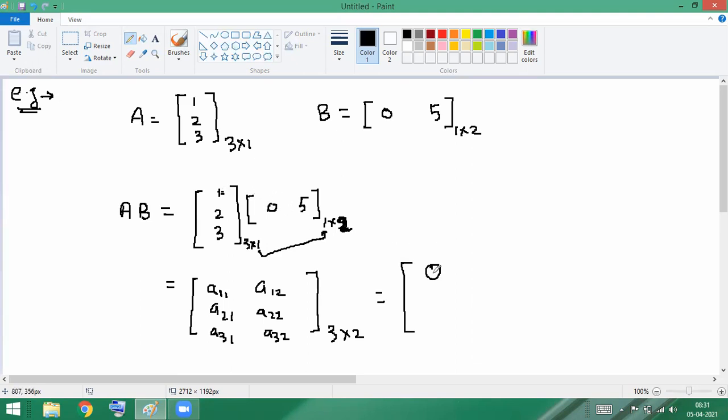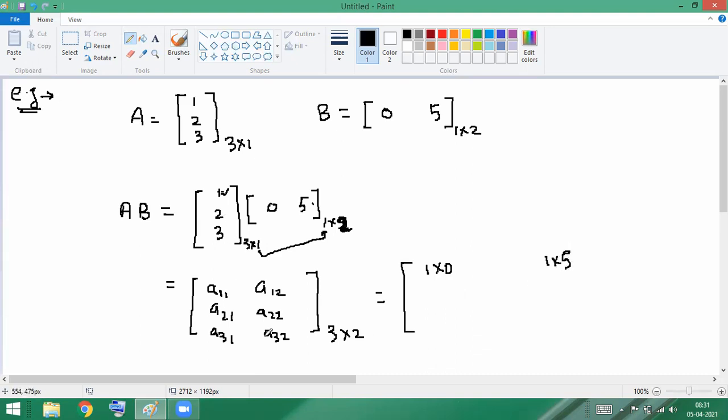So we'll get 1 into 0, the first row, first column. What about the second? The first row, second column. So this is the first row and this is the second column. So 1 cross 5. Are you following all this?